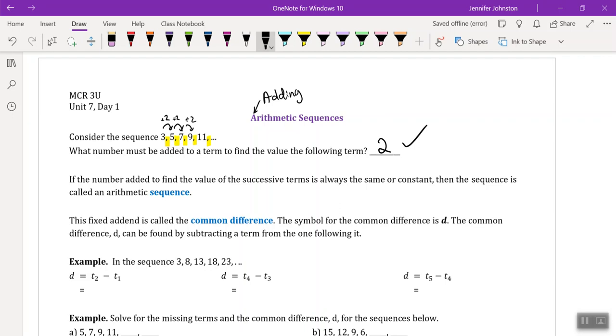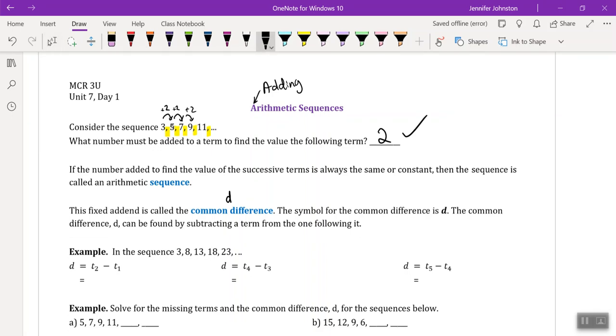So this fixed addend is called a common difference, which we represent with the letter d. The symbol for this is the lowercase d. The common difference, or d, can be found by subtracting the terms. What I like to do is take the second one and subtract the first one, and you get your common difference. Or the third one, subtract the second one.